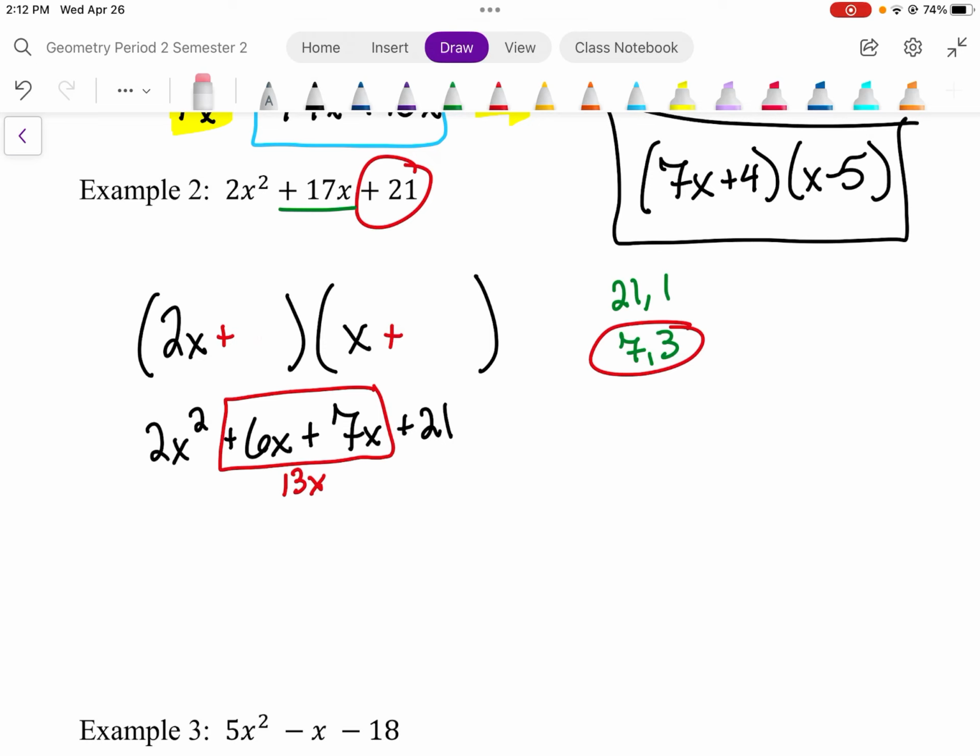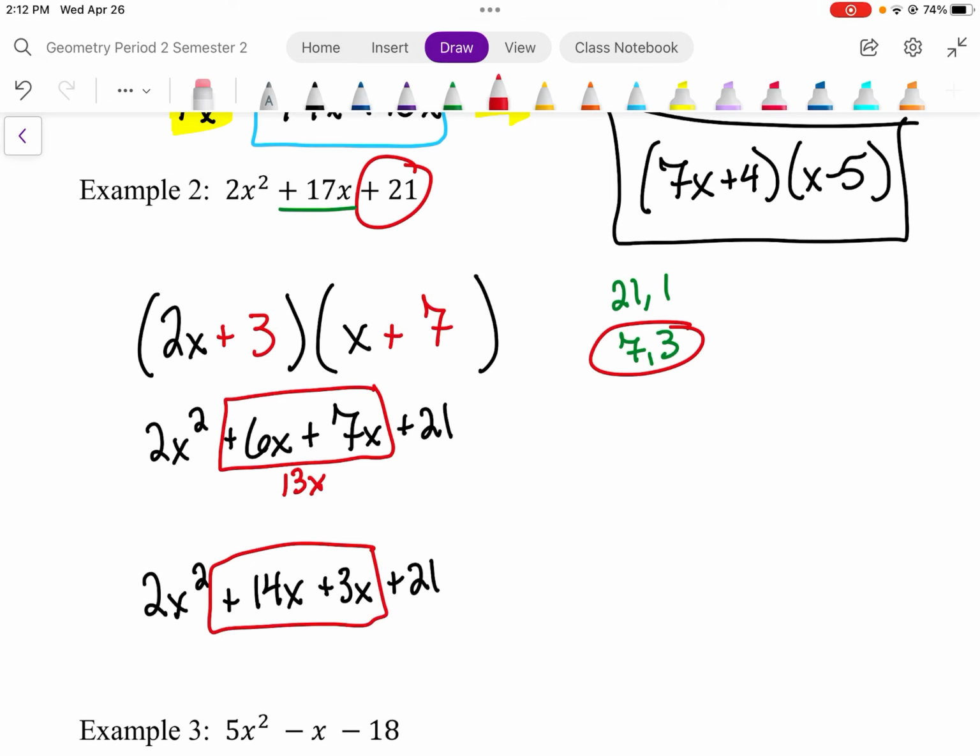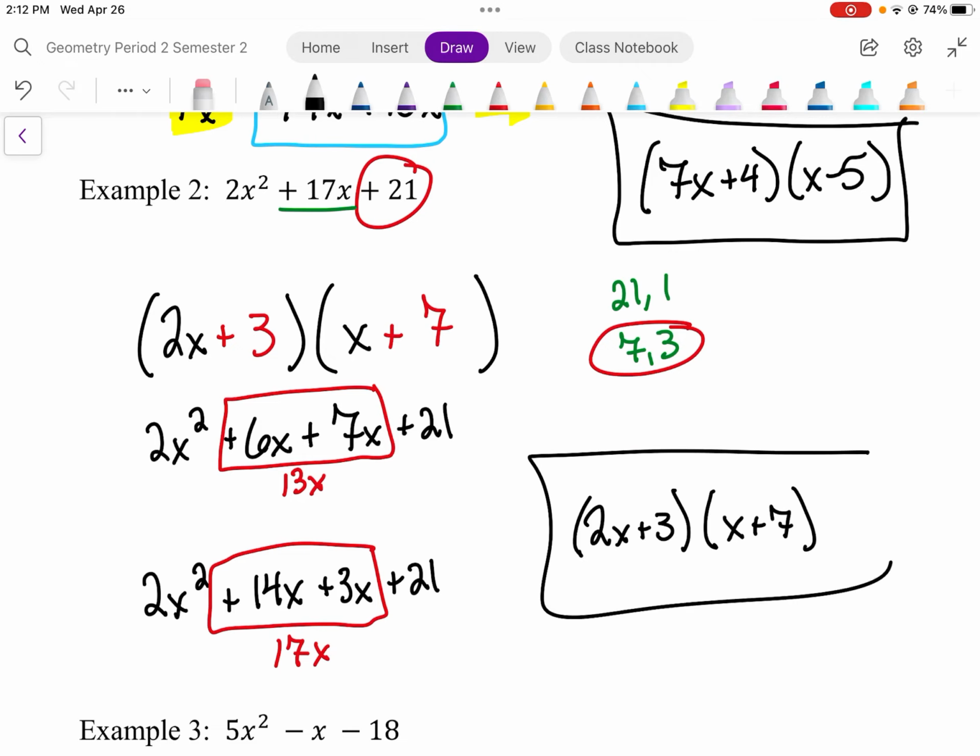So I'm going to switch the order. So 3 is with the 2x. And I'm going to see if that's our correct answer. So we would have a 2x squared plus 14x plus a 3x plus 21. And this one, when we combine our like terms, you'll see that this ends up being 17x, which is what we want. So that tells us our final answer is 2x plus 3 times x plus 7.